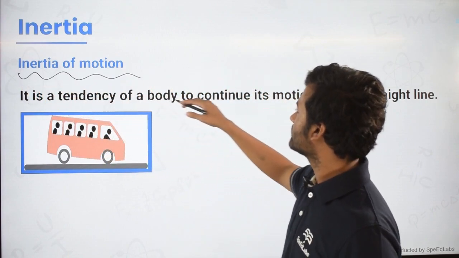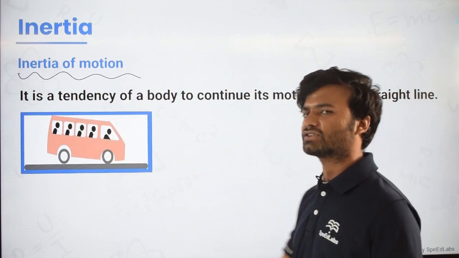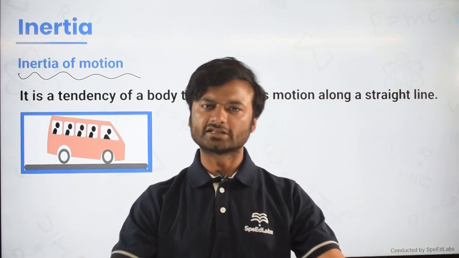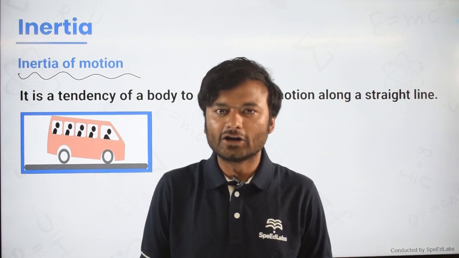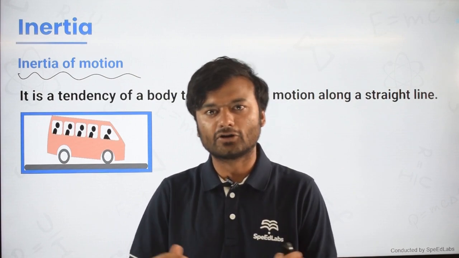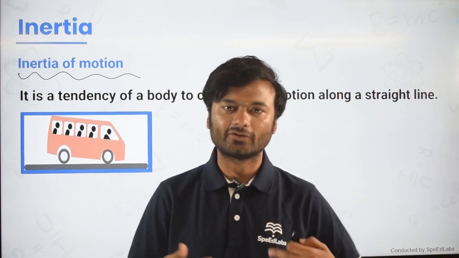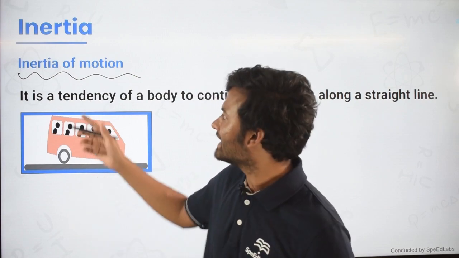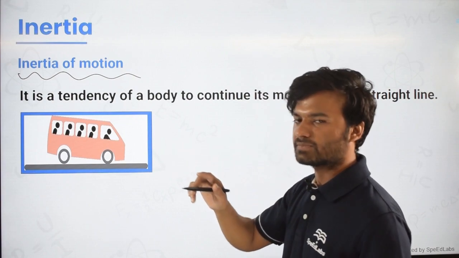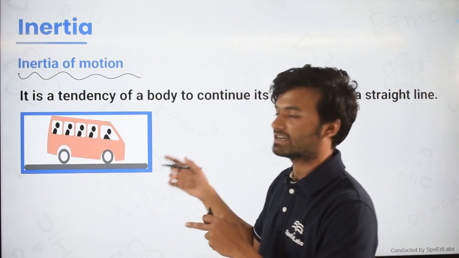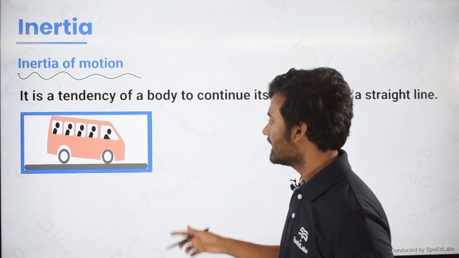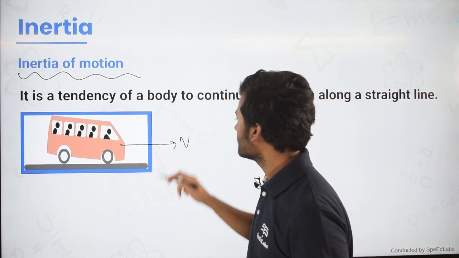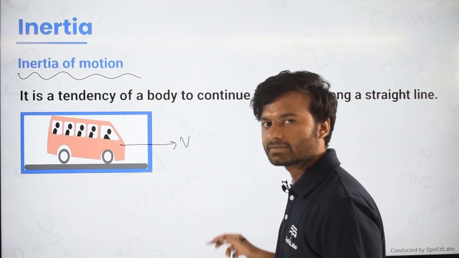It is the tendency of the body to continue its motion along a straight line. Now the body is saying, I will move, just make me stop. I will not stop by myself. You have to stop me. The body is saying this in this property. Understand? So basically inertia of motion, I can make you understand with the help of this example. See, suppose this bus is continuously moving with velocity v in this direction.